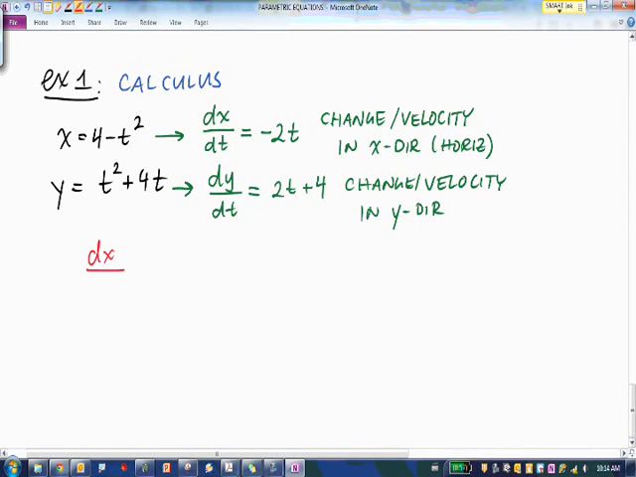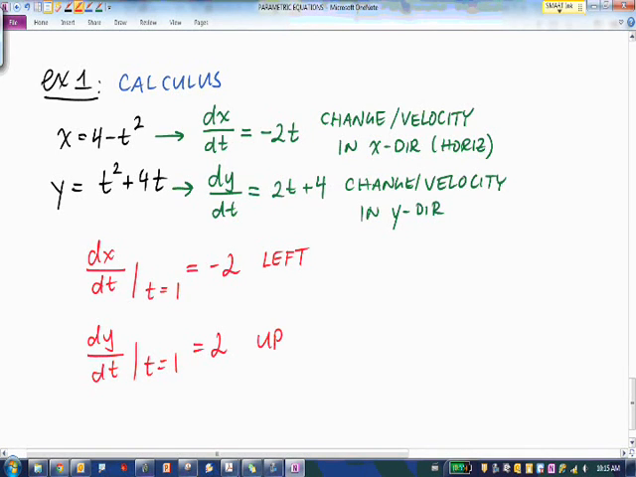So what if I want to know what dx/dt is at time equal to 1? If I plug that in, I get negative 2. That tells me that my particle or graph is moving to the left because it's going negative 2 in the x direction. dy/dt at time equal to 1, if you plug it in, you will get 2. So in this situation, my velocity in the y direction is positive, so I'm going up.